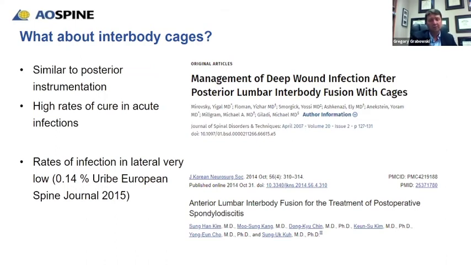The other question, if you're talking about something that's not put in posteriorly, something that's put in laterally or anteriorly, the rates of infection in those types of surgeries are quite low. If you look at Dr. Uribe's series of 13,000 lateral interbody fusions, he had an infection rate of only 0.1%. And so your ability to study infections in lateral interbody fusions, because of that low rate of infection, is really difficult. But that being said, generally speaking, the anterior spine is a pretty forgiving space when it comes to infection.